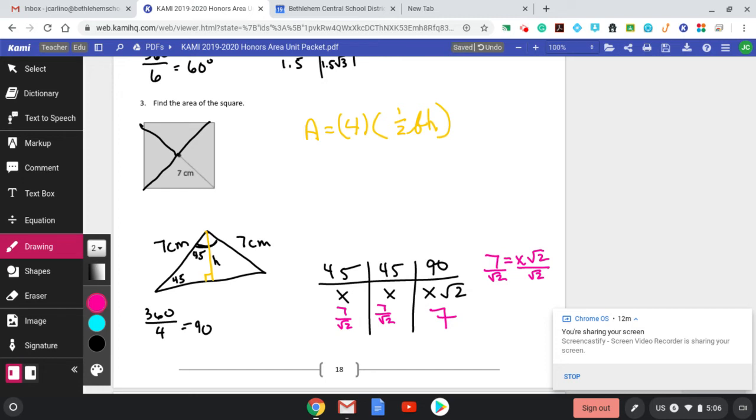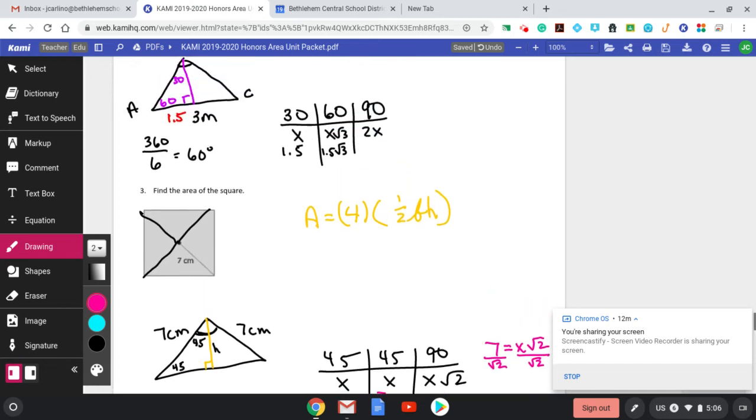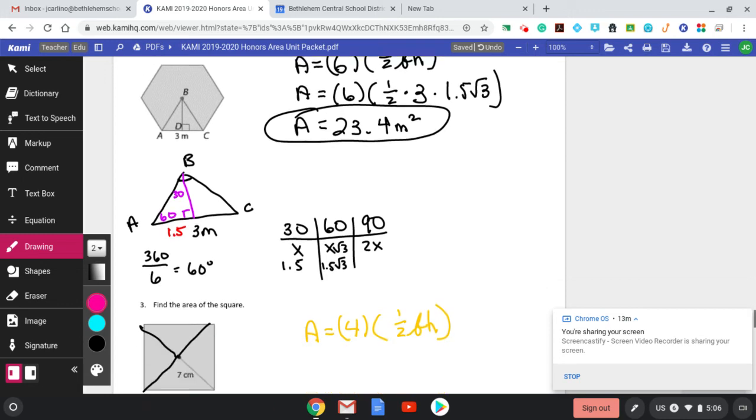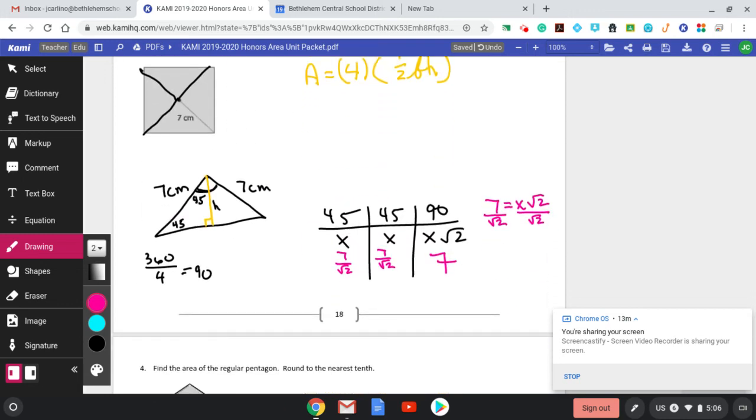Now I know some of you may say, well, didn't you say earlier in the year we couldn't have a radical in the denominator? Yes, absolutely, that is true. But here's my thinking. Since we have to round our answer to the nearest tenth, it's not going to really matter if we take it out of the denominator or not. Because we're still going to get a decimal answer we need to round. Okay, so just a heads up on that. So the height is 7 over radical 2, and across from the other 45 is 7 over radical 2, which means this is 7 over radical 2.